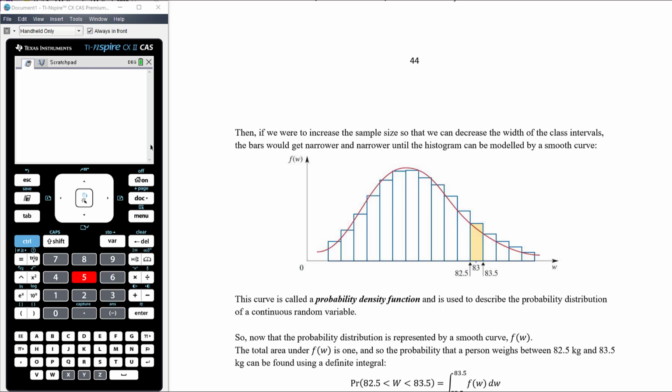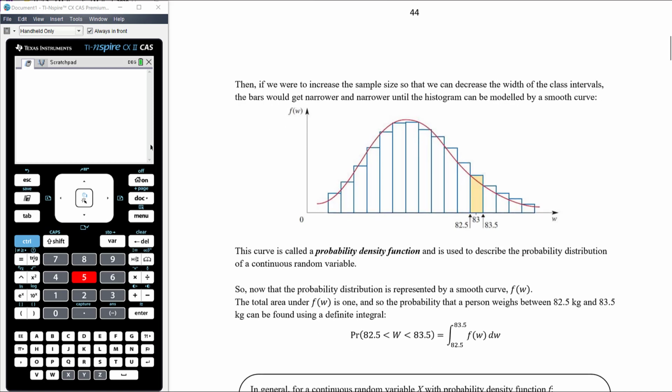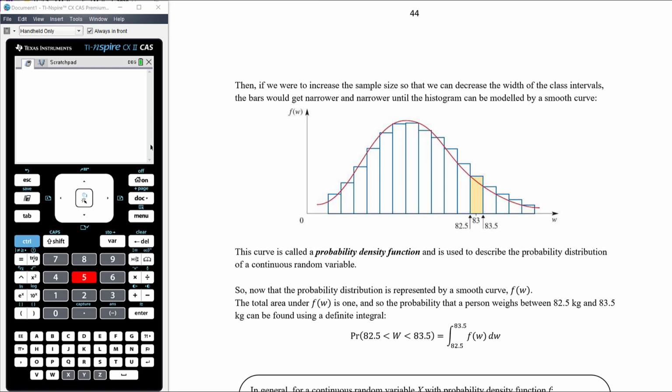Okay, so the more people, the more data, the narrower we can make the bars in the histogram until we make them so narrow that essentially we're modelling what's happening with a smooth curve. This curve, so the red curve drawn here, is called a probability density function, and it's used to describe the probability distribution of any continuous random variable.